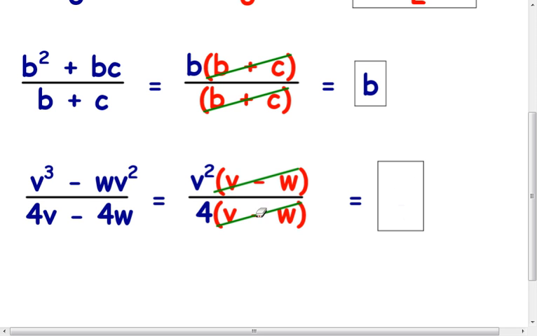And you can see I've scored these out. You can then divide by v minus w, top and bottom, because they've been multiplied. That's going to leave you with v squared over 4. So a bit of factorising first allows you to cancel down.